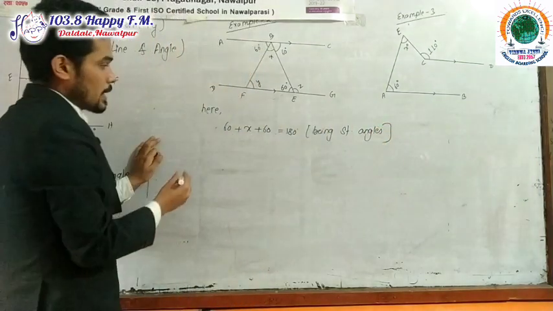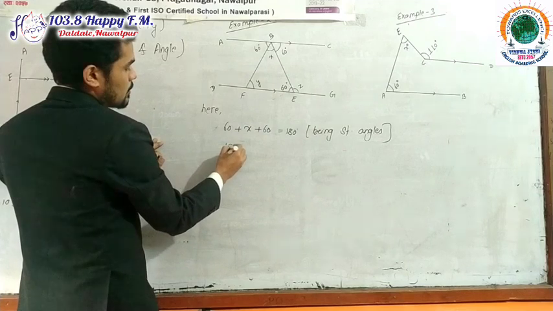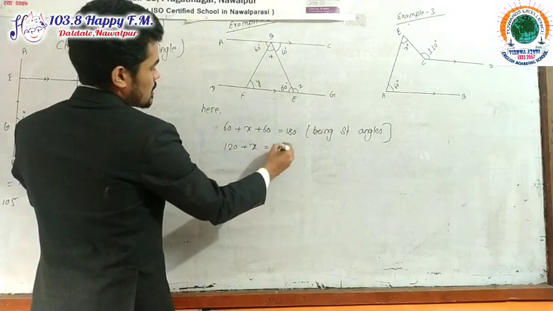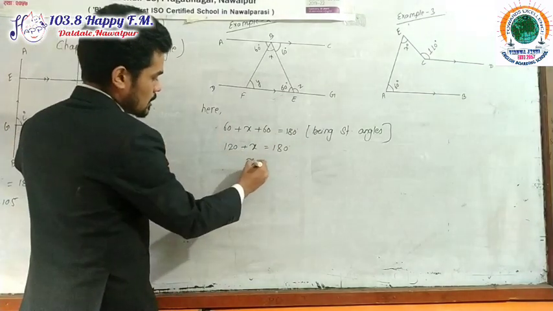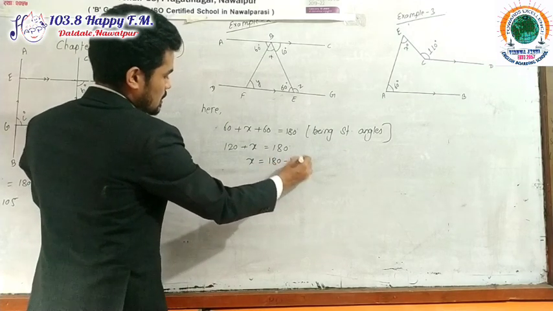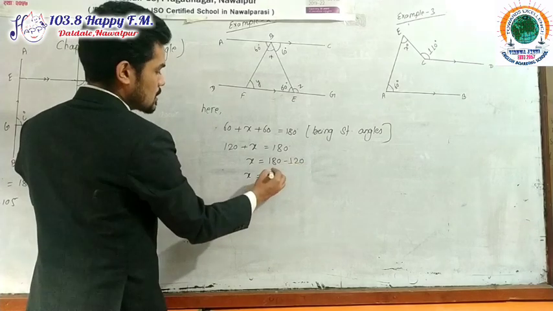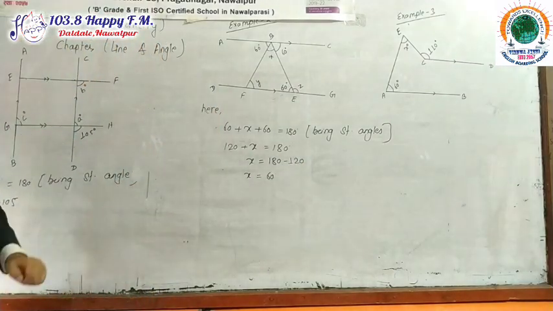Okay, so you can add the like terms. 60 and 60 are the like terms. They can be added: 120. X is a variable, we cannot add. The angle is 180 degree, so you can find it. X is equal to 180 minus 120. So X is equal to 180 minus 120 is 60 degree. So the value of X is 60 degree.